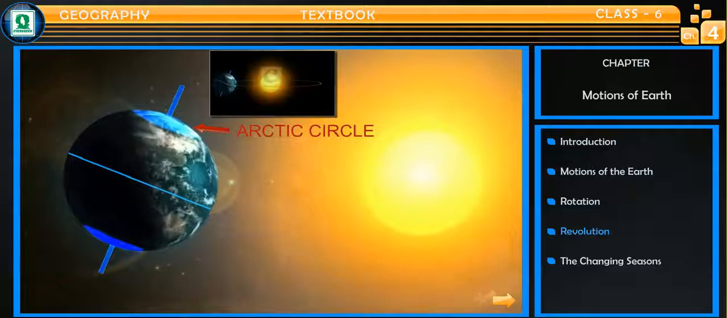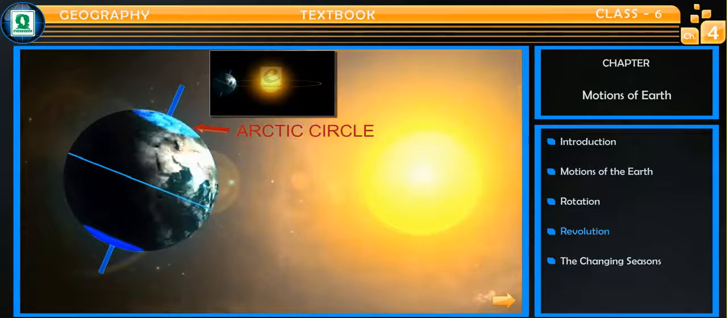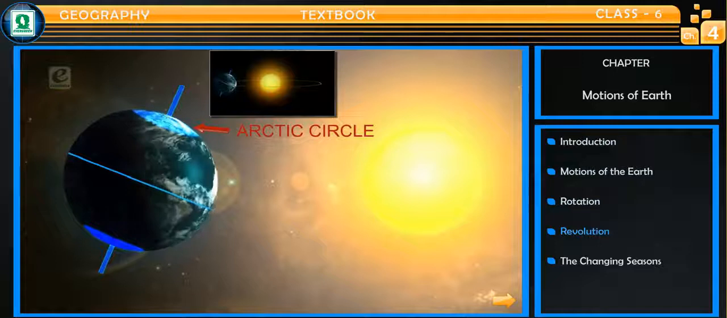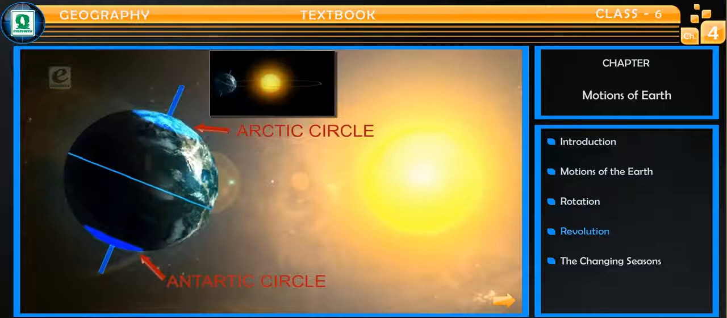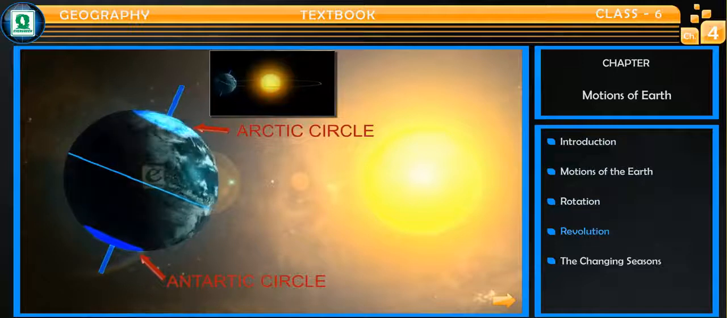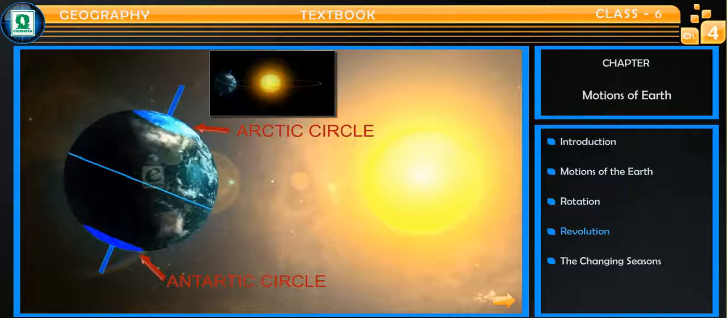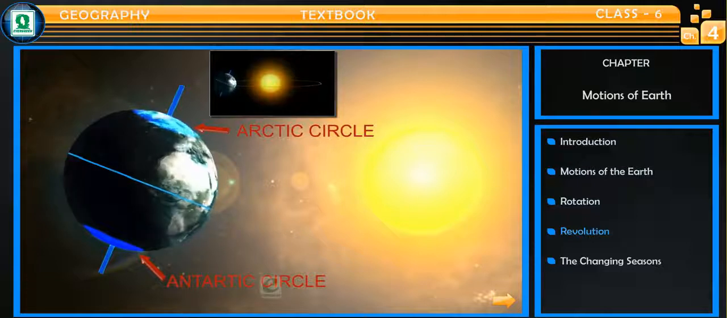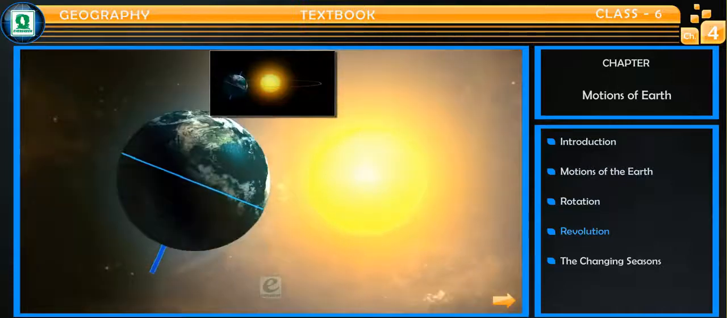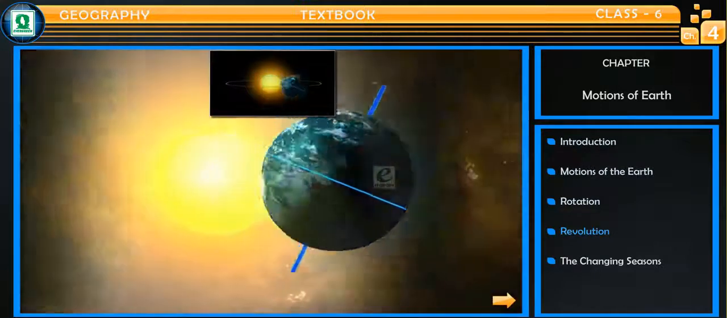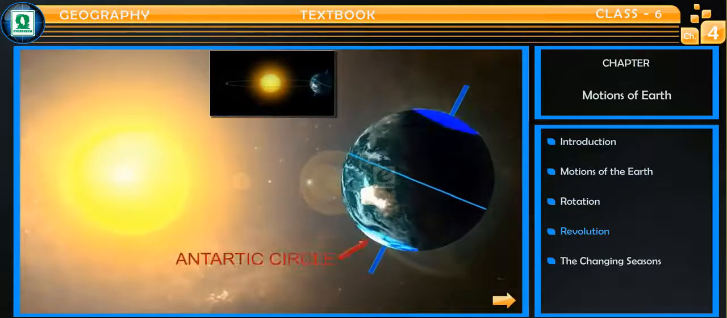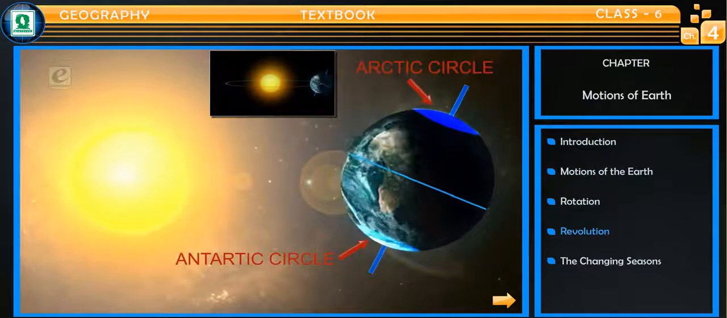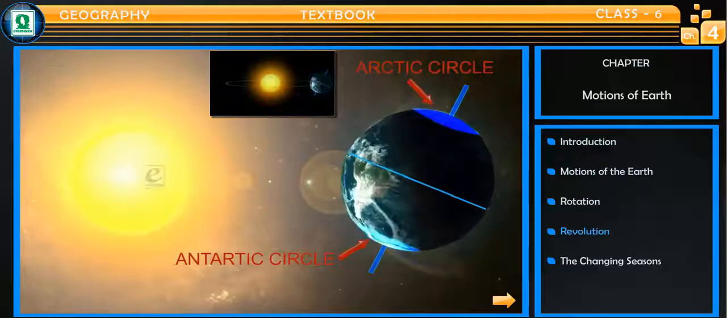When the northern hemisphere is inclined towards the sun, the Arctic Circle remains continuously in light and therefore has day for all 24 hours and no night. On the other hand, the Antarctic Circle around the South Pole remains continuously in the dark. Thus, the South Pole will have night all the 24 hours and no day at all. When the southern hemisphere is inclined towards the sun, the South Pole will have continuous day and the North Pole at this time will have continuous night.